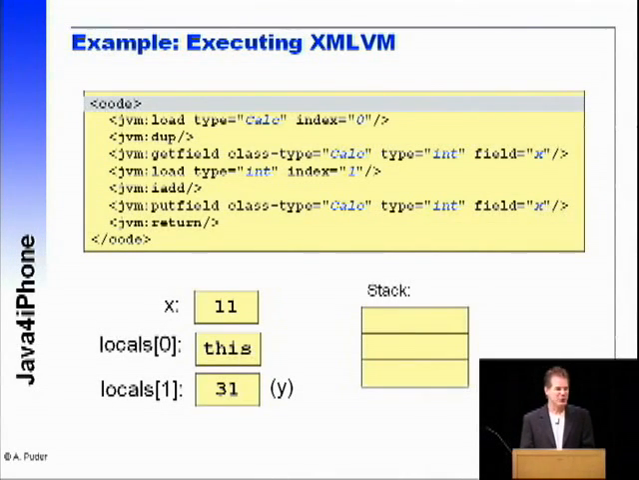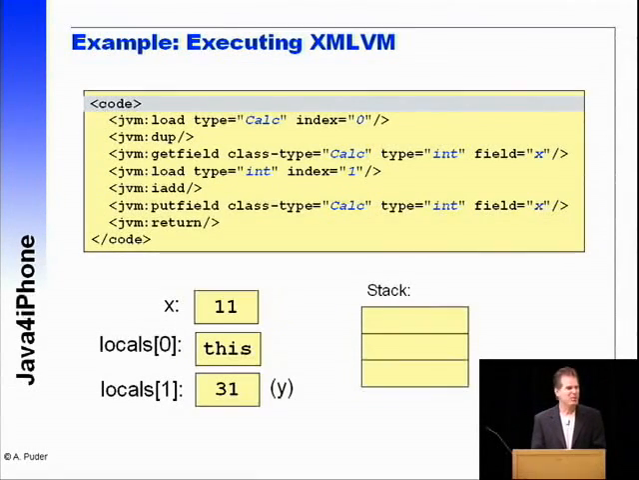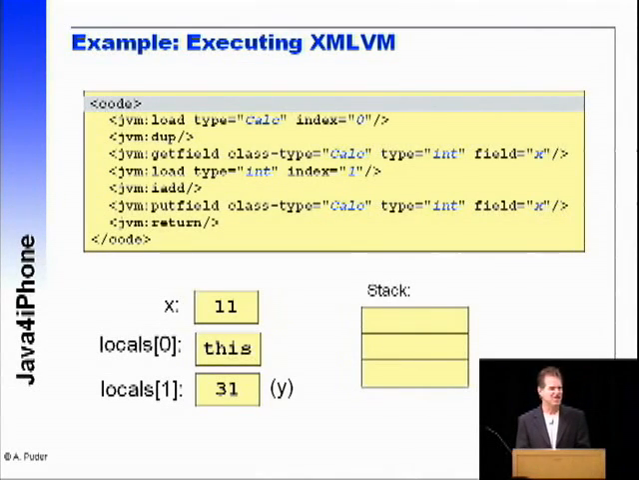So the first bytecode instruction that will be executed in this method is the load instruction. And what load is doing is pushing the locals index 0 onto the stack. At this point, I should mention that the Java virtual machine is a stack-based machine. So everything is done over a stack. And that's similar to the way .NET has defined its virtual machine.